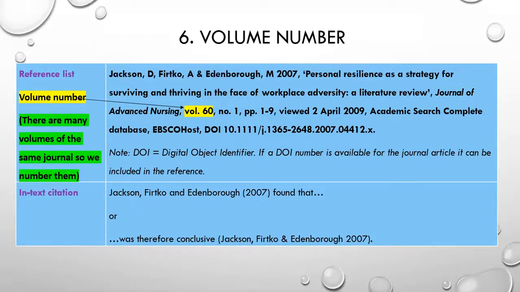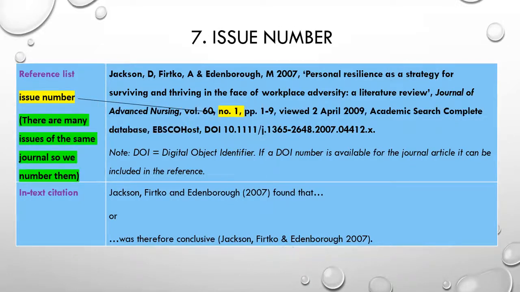Next, number 6 is the volume number. As we said, there are many volumes of a journal, maybe 1 or 2, 3 or 4 each year, so they must be numbered, and we call it the volume number. But note here it's written vol. 60, so it's volume number 60, but note how it is written.